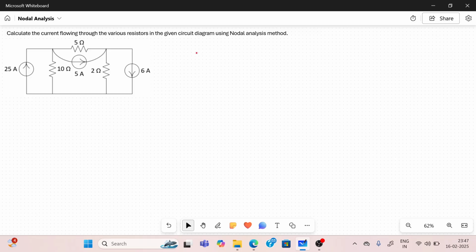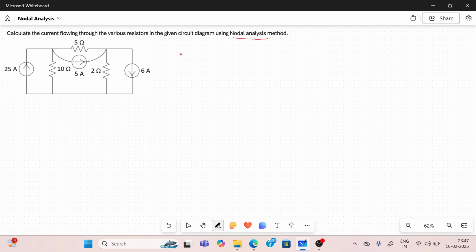Today we are going to discuss the nodal analysis method in electric circuits. Calculate the current flowing through the various resistors in the given circuit diagram using nodal analysis. In the last class we discussed mesh analysis. So today we will discuss nodal analysis.